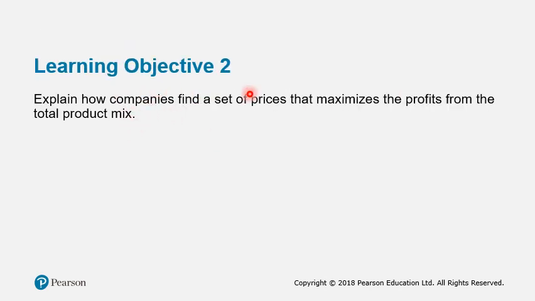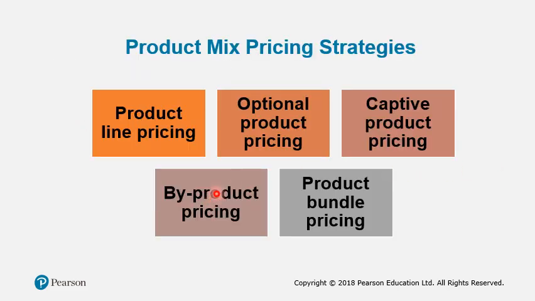Moving on to the second learning objective. Let's now see how companies find and set prices that maximize their profit from the total product mix. Now, as you know, product mix means there are many different product items and product lines. So you have product line pricing, or you can have optional product pricing. Another strategy is captive product pricing, or by-product pricing, or even product bundle pricing. So let's look at them one by one.